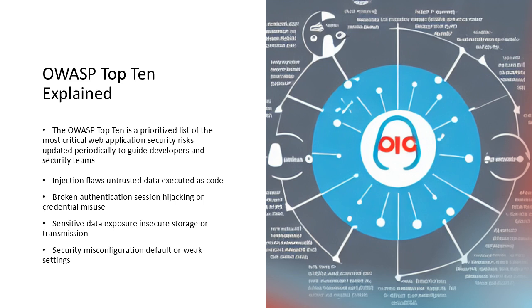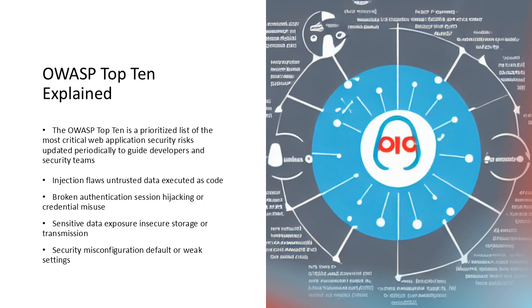9. Using components with known vulnerabilities. Picture a house with windows made of broken glass. If you use components in your web app with known vulnerabilities, you're essentially using those broken windows they can let attackers right in. 10. Insufficient logging and monitoring.